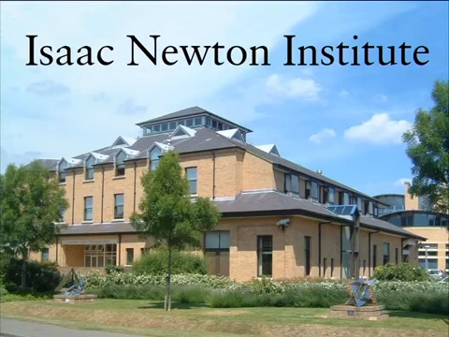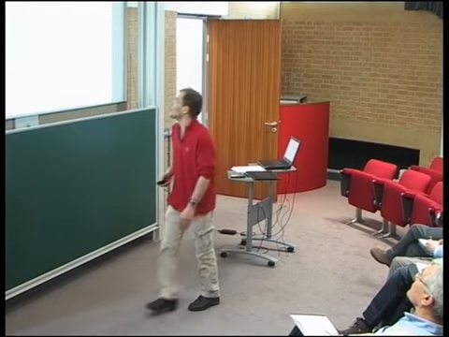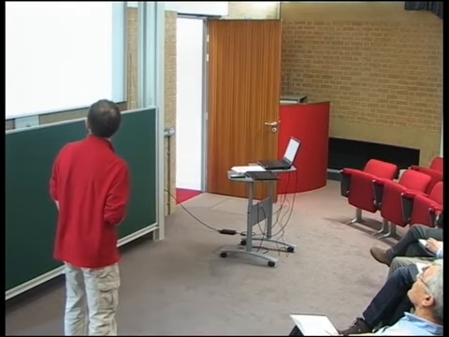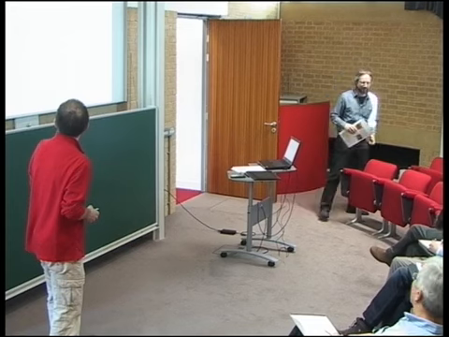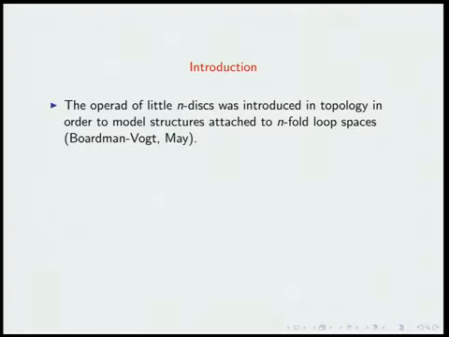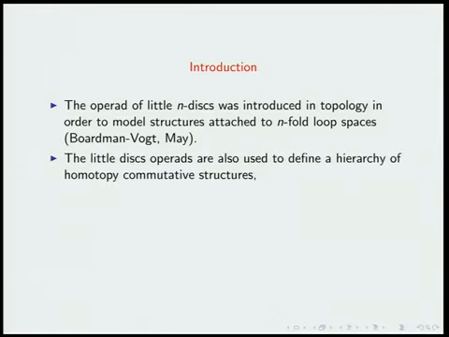Okay, let's start. So briefly, the operad of little n-disks was introduced in topology in the late 60s by Boardman-Vogt. And this operad was introduced in order to model structures which are attached to n-fold loop spaces. So I will quickly recall this motivation, for this is not the main focus of my talk. And I will also recall the works of these people, Boardman-Vogt and Peter May, which is the recognition theorem, which says that n-fold loop spaces can be recognized by some kind of multiplicative structure which is encoded by these operads actually.